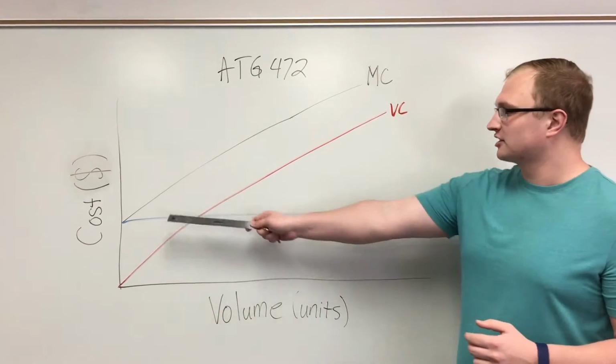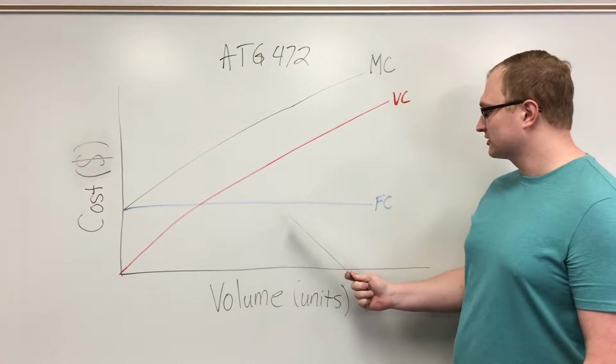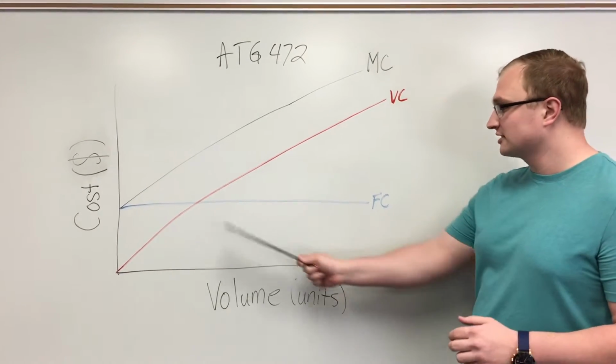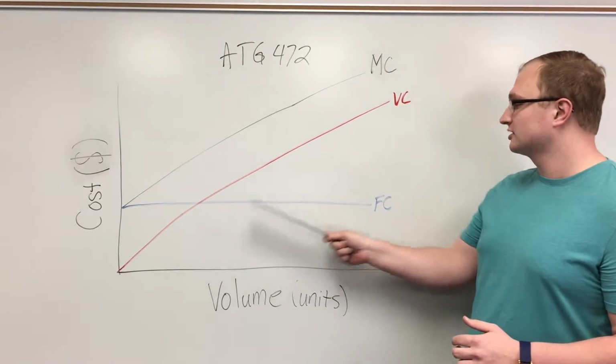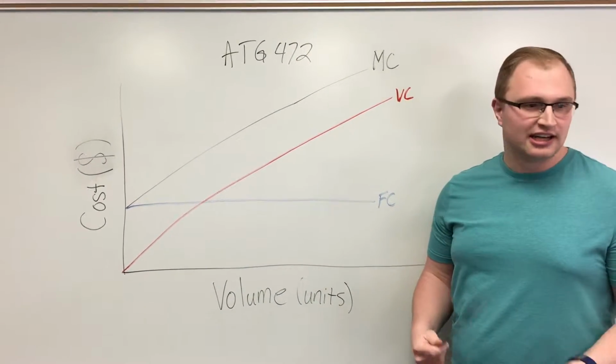As you can see, mixed cost is this black line right here, and it is composed of the fixed cost line and the variable cost line as a sum. The fixed cost is always going to be constant, and variable cost is always going to depend on the volume, which results in the black line. Does that make sense to everybody?